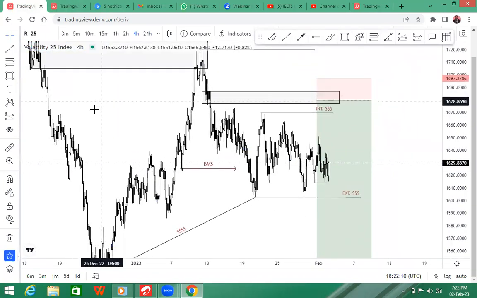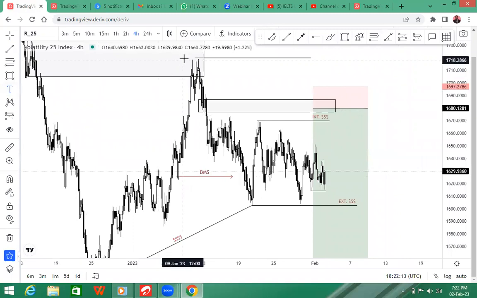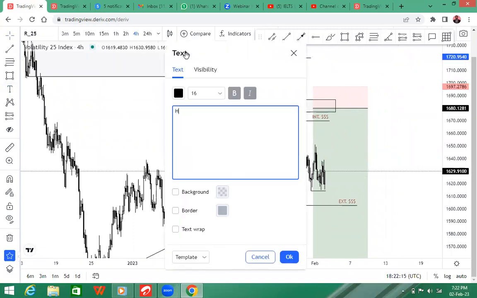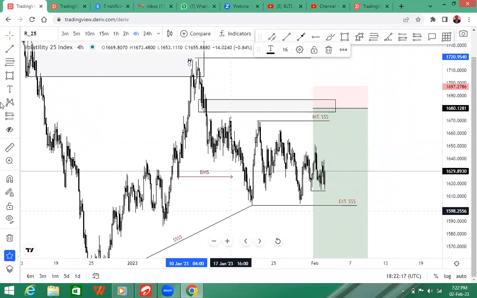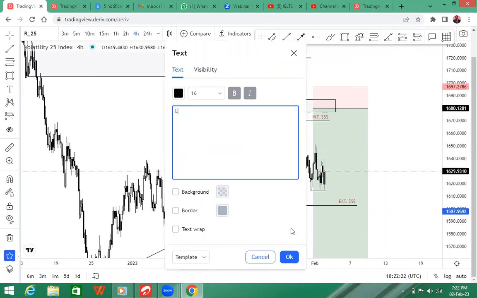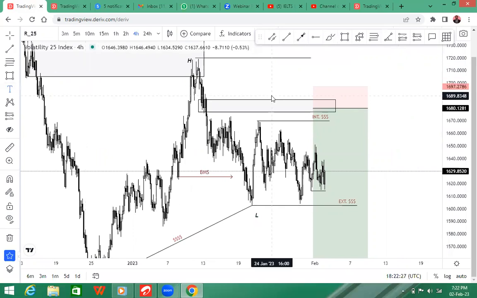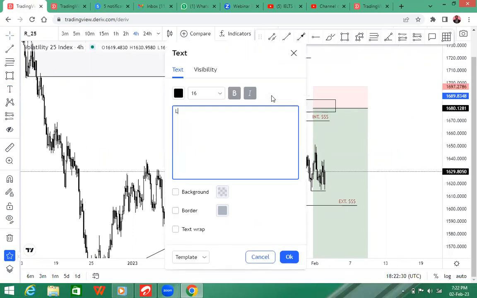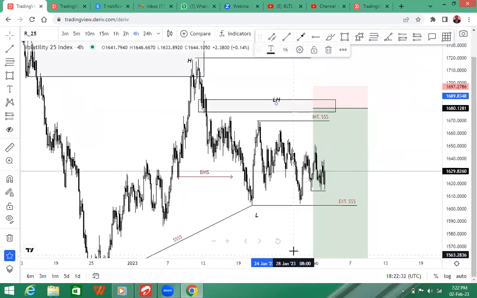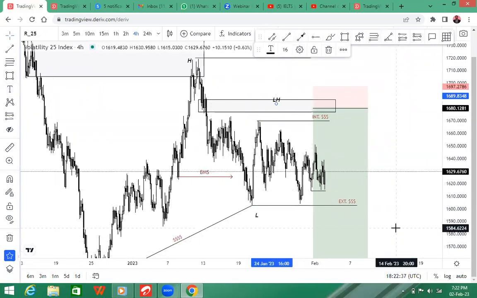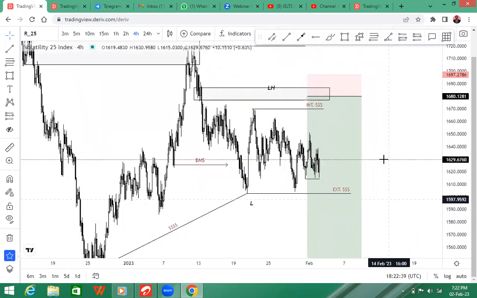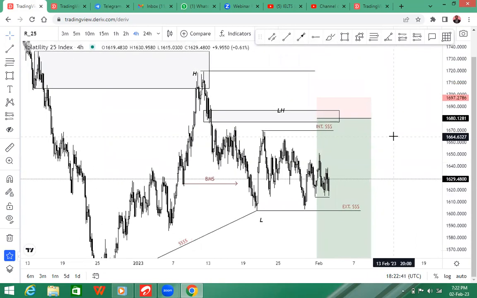We are bearish. So let's start from here. High. The price gave us a low. So we're expecting a lower high. Expect a lower high around here, and then we go for a lower low. This is the whole structure I can see.